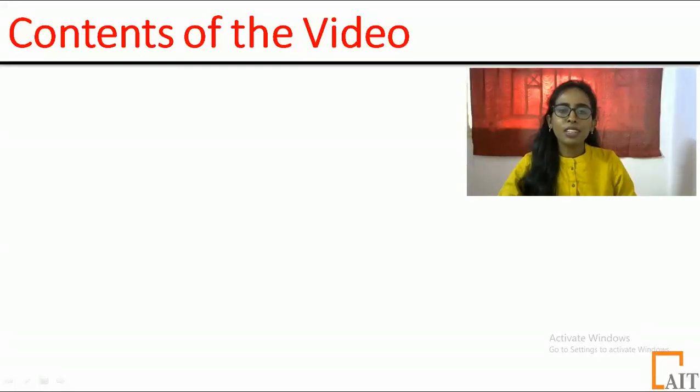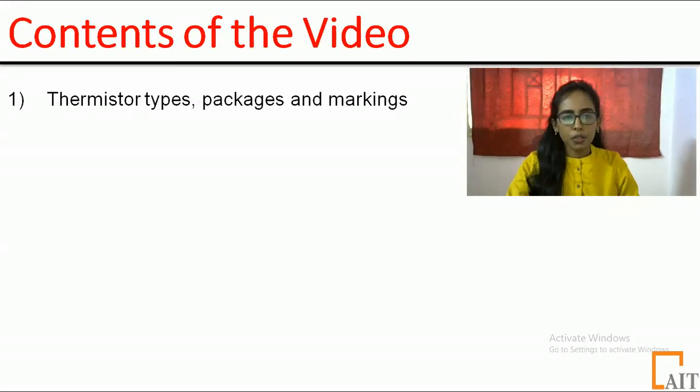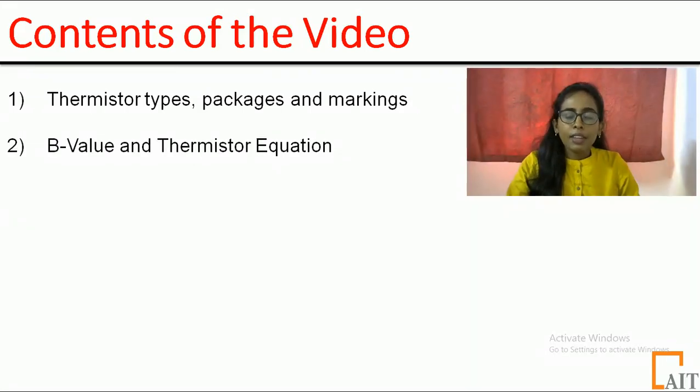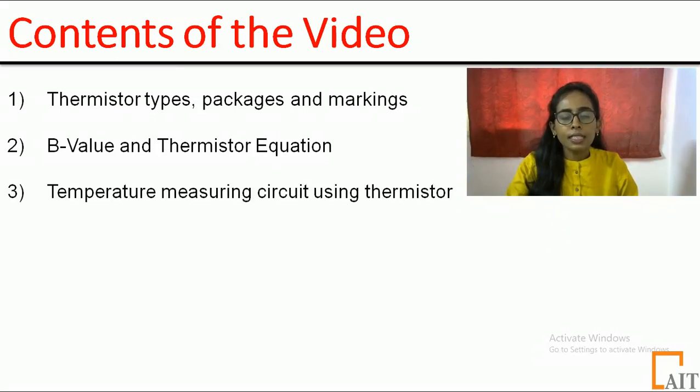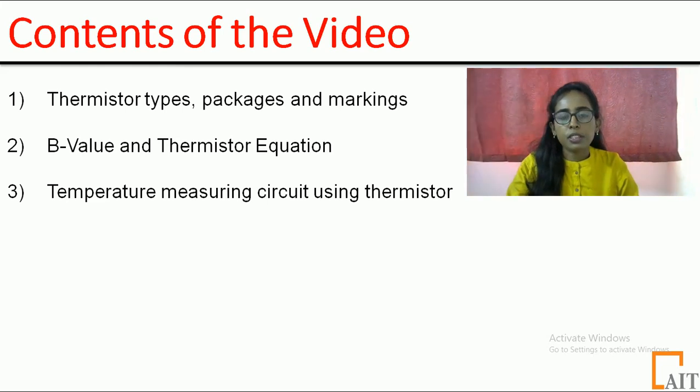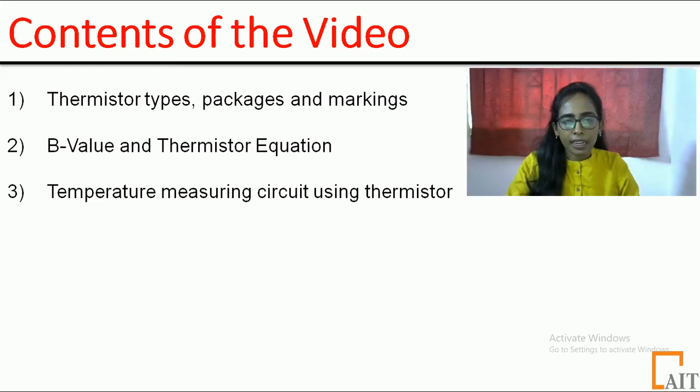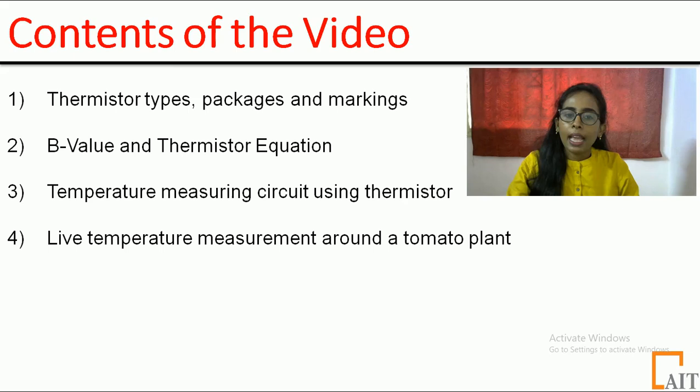So let's look into the contents. First, we look at thermistor types, packages and markings. Then we'll understand the thermistor equation and try to obtain the B value from the data sheet. Then we'll construct a simple temperature measuring circuit using the thermistor. And finally, we'll go live in real time and measure the temperature around a tomato plant.